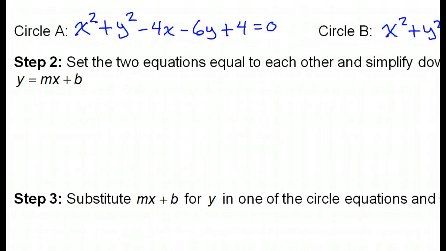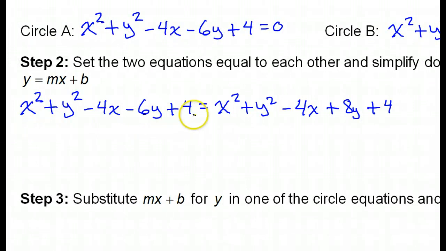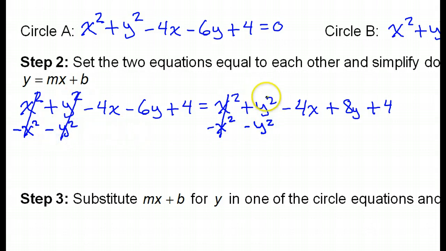So let's set them equal to each other. Here's circle A on the left, and here's the equation for circle B. Now let's clean this up. We would subtract x squared from both sides, right? So those are going to just cancel out. We would also subtract y squared from both sides. So those are going to cancel out completely. Let's add 4x to both sides. So plus 4x, plus 4x.